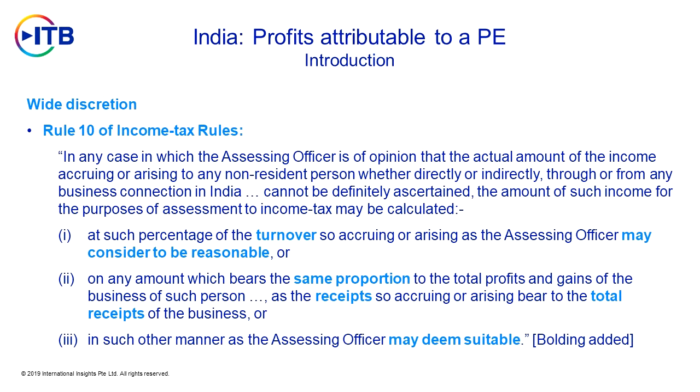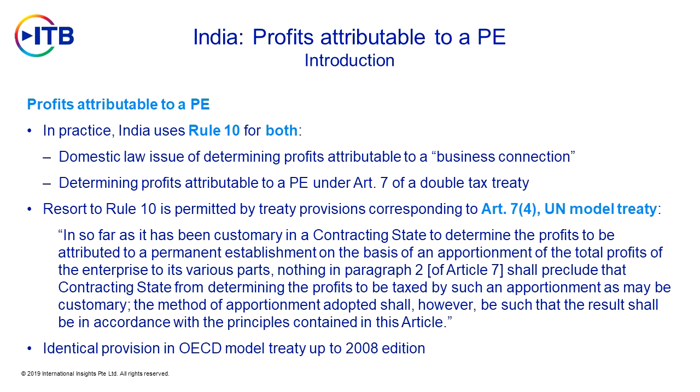As you can see, Clause 1 and Clause 3 both allow a wide discretion to the assessing officer. In contrast, Clause 2 adopts an objective formula, but it does require the determination of the total profits and gains of the business. In practice, Rule 10 is used not just for the domestic law issue of determining the profits attributable to a business connection, but also for the purpose of determining the profits attributable to a PE under Article 7 of a double tax treaty.